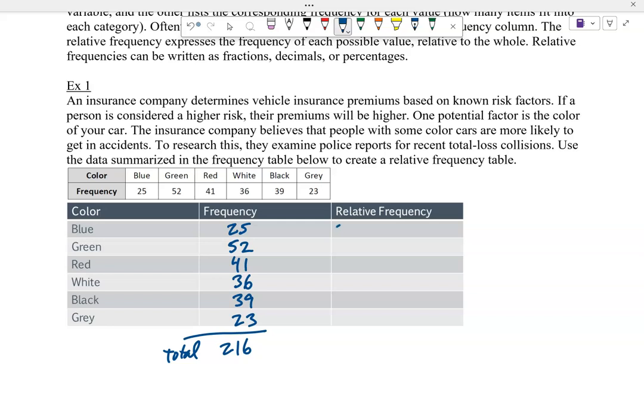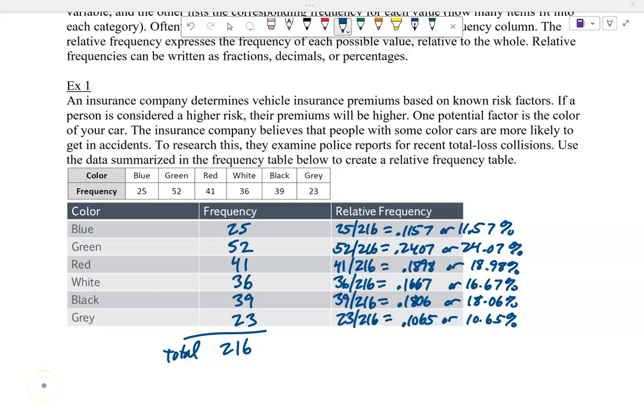Well, 25 out of 216 people have a blue car. So 0.1157, or 11.57%. All right, so let's go ahead and just put in our relative frequency. Same thing for all these, 52 out of 216. And you could fill this whole thing in. And there's the rest of them to fill in the relative frequency as well. So that's a frequency table.